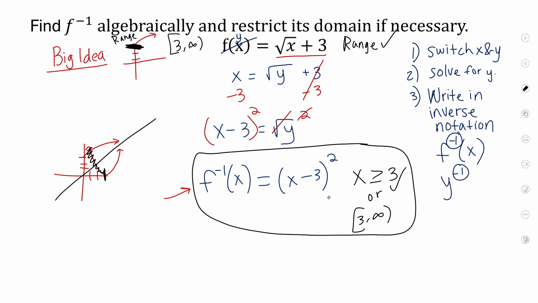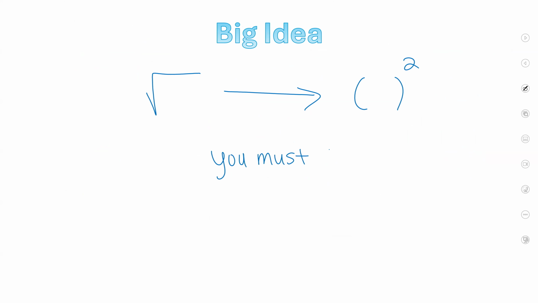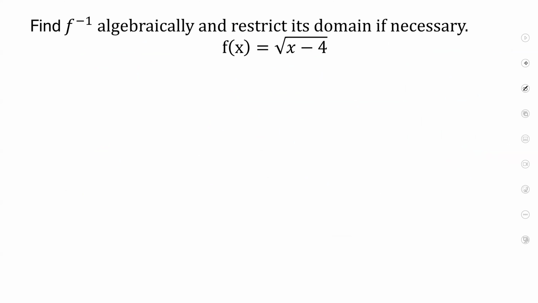Okay, so the big idea. If you go from a square root and get a quadratic, you must define the domain. You need to tell me what the domain is. Okay, you can't just leave that part blank. Okay, here's another example where we're going from a square root and we're going to get the inverse. So first step, we're going to switch x and y.